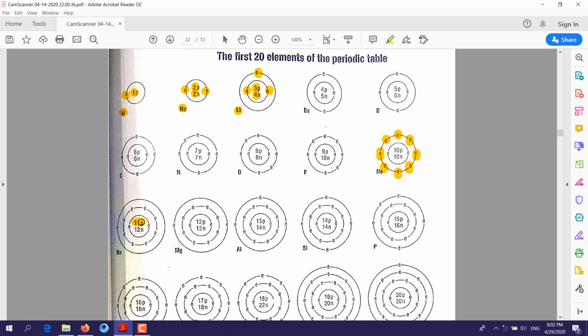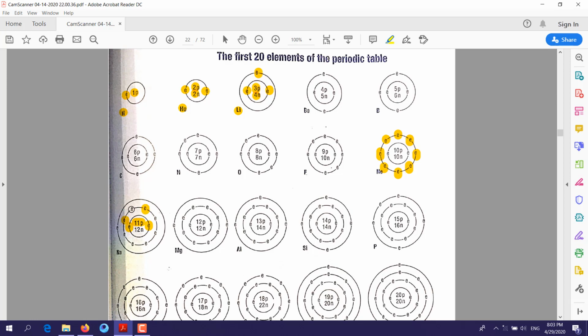11 protons. That means how many electrons will there also be? There will be 11 electrons. Now how will we put these 11? We will draw the first orbit. We can put a maximum of 2 electrons. 2. How many electrons are left? 9. So we will go to the next one.